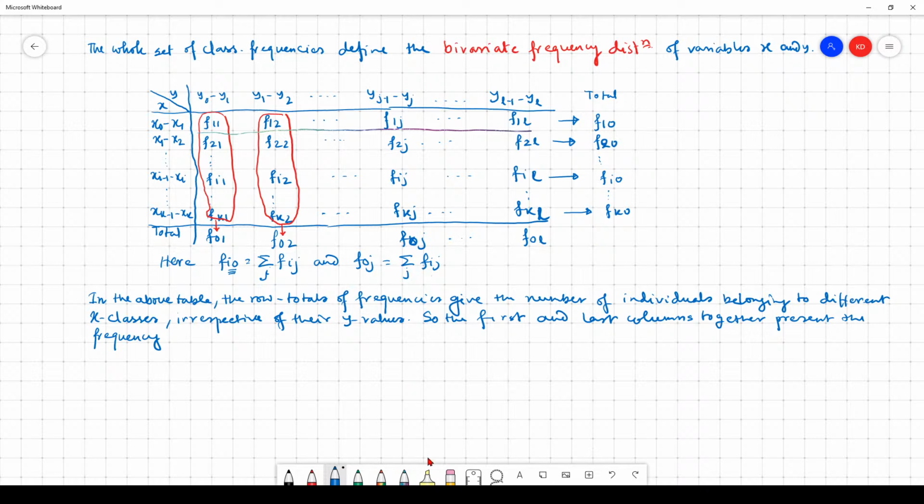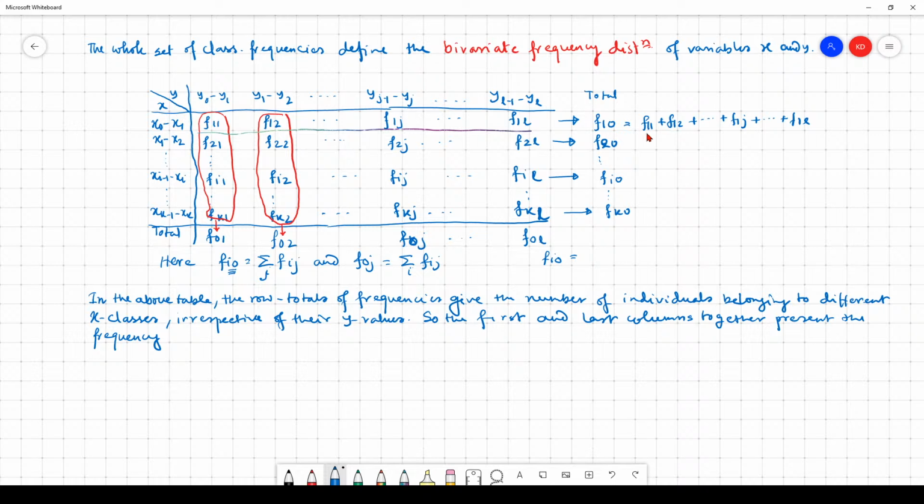And similarly, sorry, you were right. So it should be the sum over i. This is a notation. Okay, Shashwat, I want to say f1 naught means f11 plus f12 plus f1j plus f1l. You take the sum over j. This is called the marginal total. It is the frequency corresponding to the class x0 to x1.